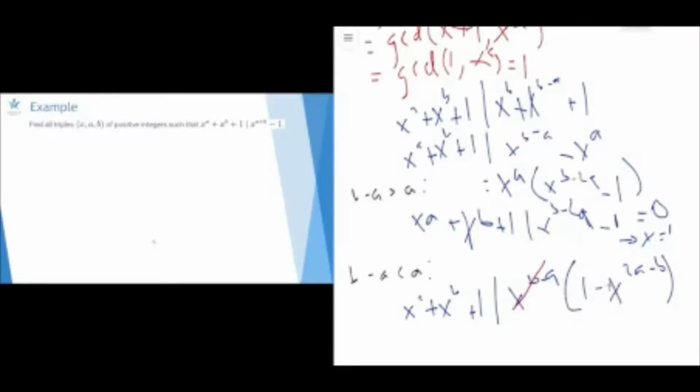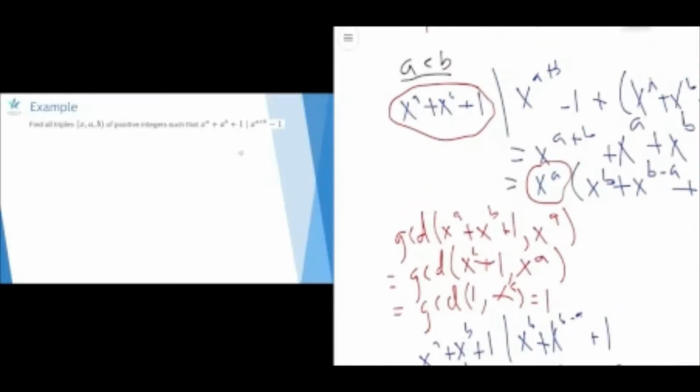Remember that this is negative, so the absolute value of this is x to the 2a minus b minus 1. Now, 2a minus b is less than b because, as we said before, 2a is less than 2b, so 2a minus b is less than b. So as a result, the absolute value of this thing is going to be less than the left-hand side. So that means our right-hand side is equal to 0. Isn't that so cool? So x to the 2a minus b is going to be equal to 1. Hence, x equals 1. Which is nice.